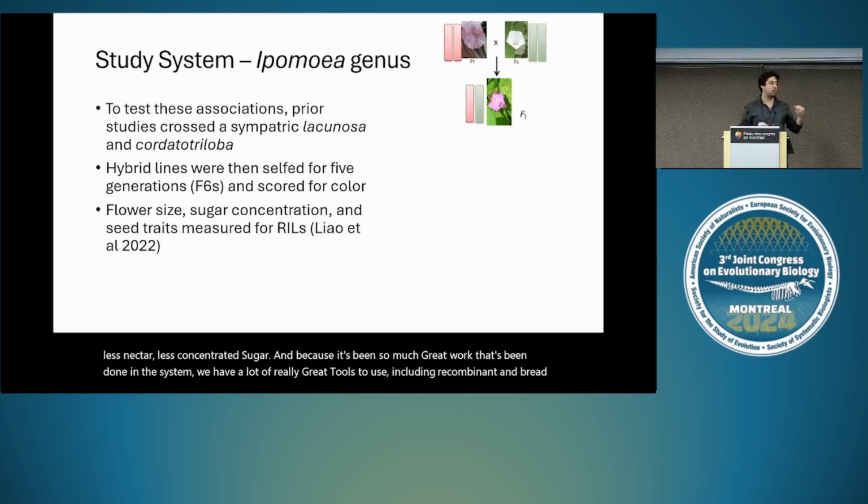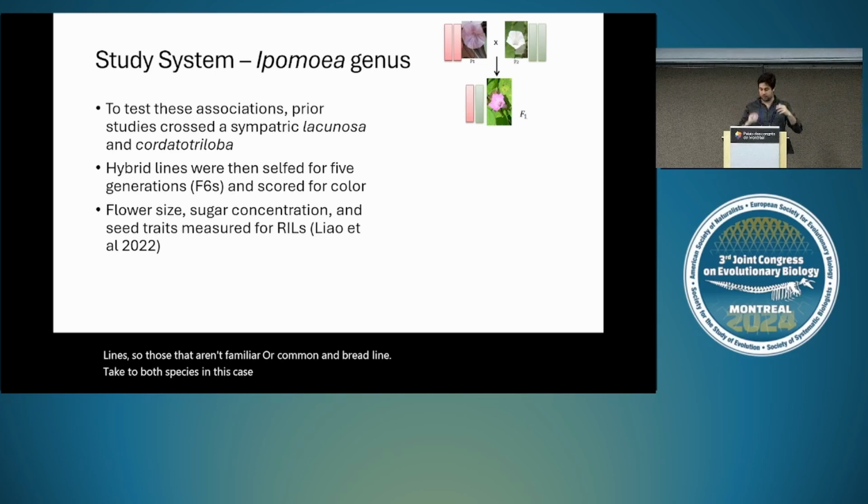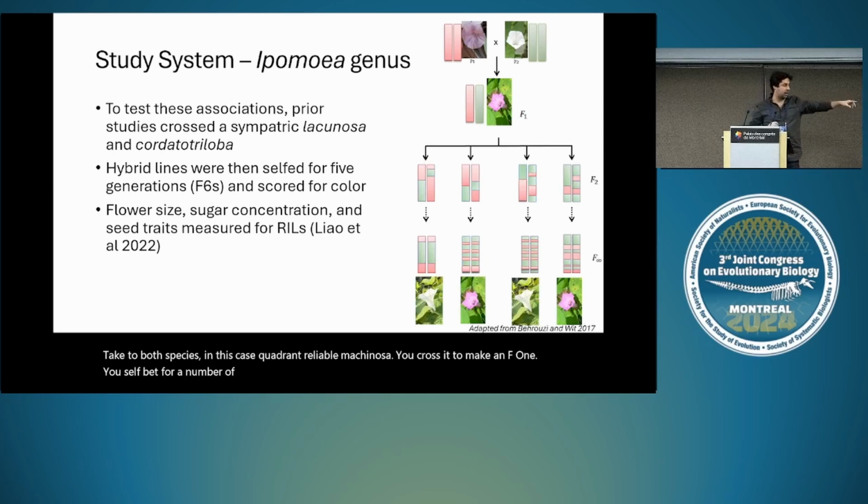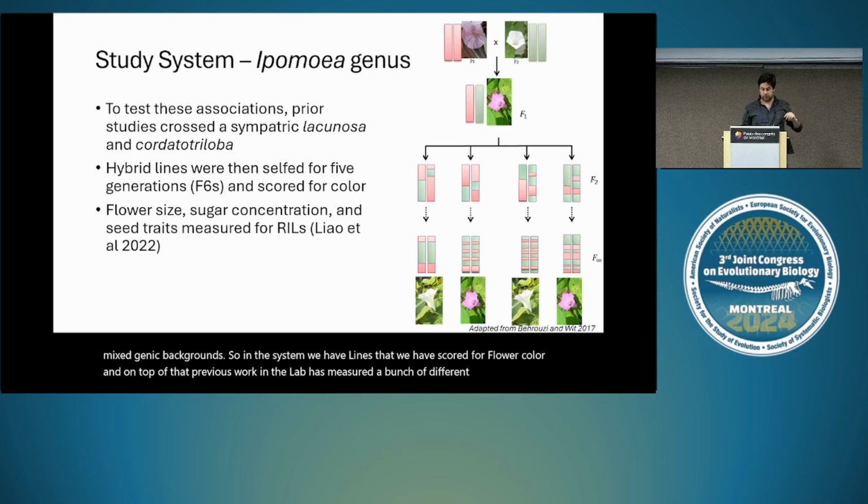For those that aren't familiar with recombinant inbred lines, you take both species, in this case Ipomoea cordatotriloba and lacunosa, you cross them to make an F1, you self for a number of generations, and then you have lines that have these mixed genetic backgrounds. So in this system, we have lines that we've scored for flower color, and on top of that, previous work in the lab has measured a bunch of different flower size, sugar concentration, and seed traits.